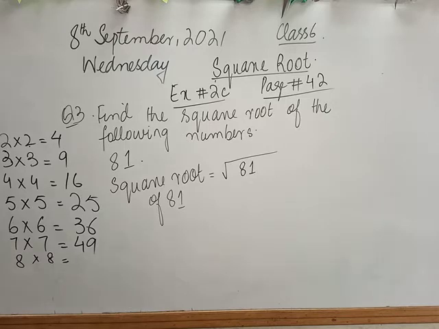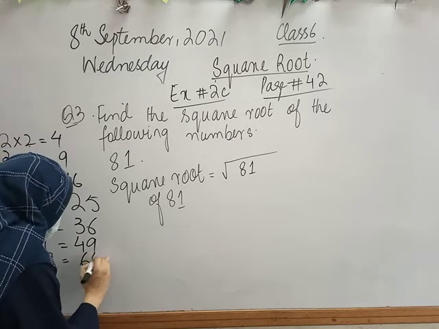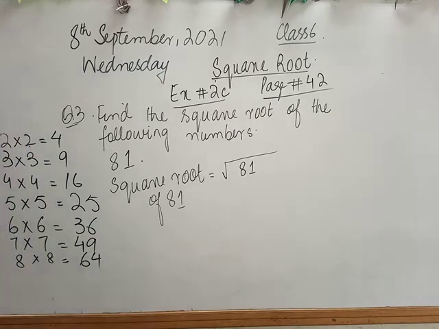Very good. 64. I have 64 in the end after multiplication of 8 into itself. Fine. Now we have another number which is 9 into 9. Yes, Mariam, you tell me what is 9 into 9? 81. So class, 9 into 9 is equal to 81.